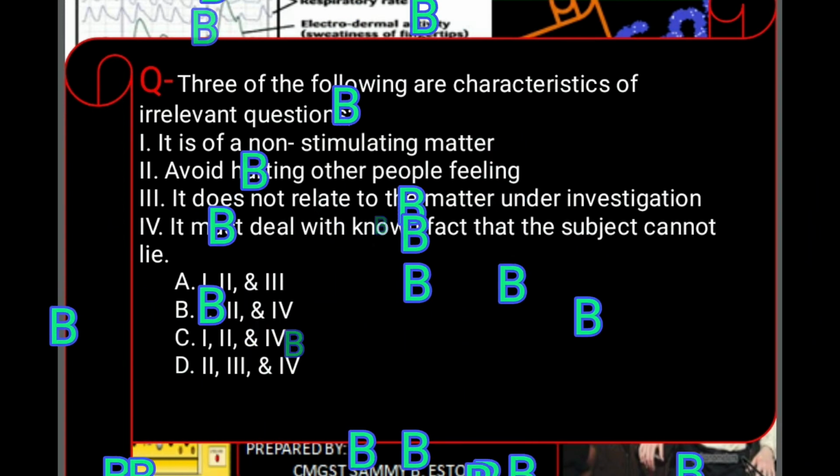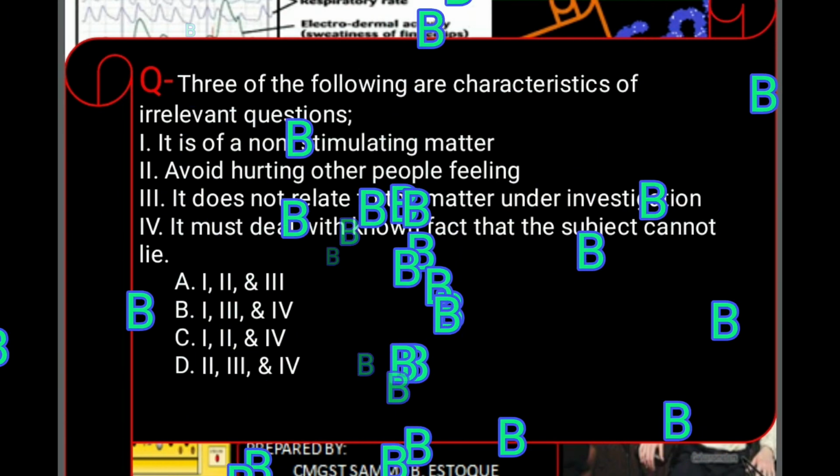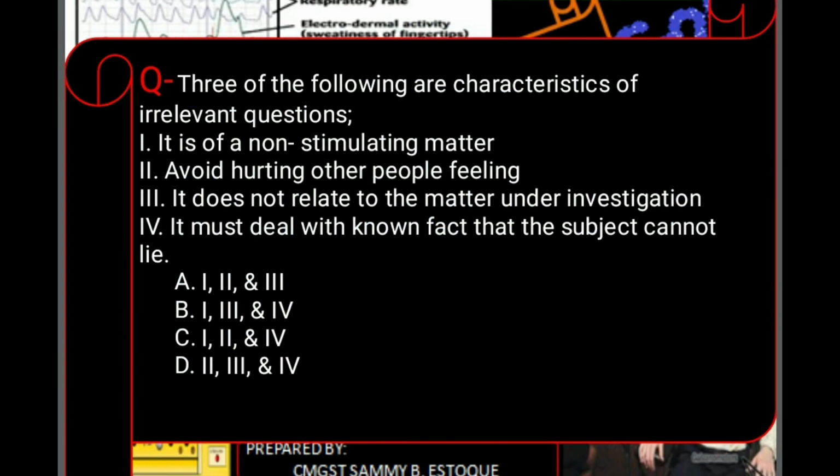Yan po'y 1. That is a question which should not stimulate. Non-stimulating matter. Kasi ang purpose po ng irrelevant question is to gather normal response from the subject. Number 3, yung po'y hindi po dapat related sa matter under investigation. Kaya nga irrelevant. It is not relevant to the matter under investigation.